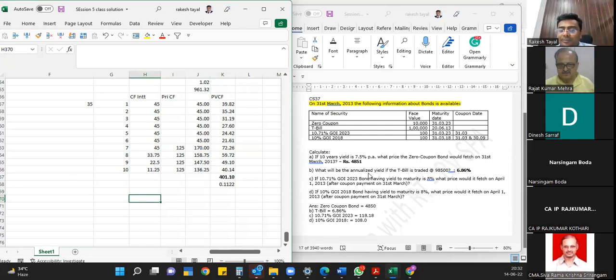If 10-year yield is 7.5%, what price the zero coupon bond would fetch on 31st March 2013? Very simple. $10,000 divided by 1.075. Can I write this?